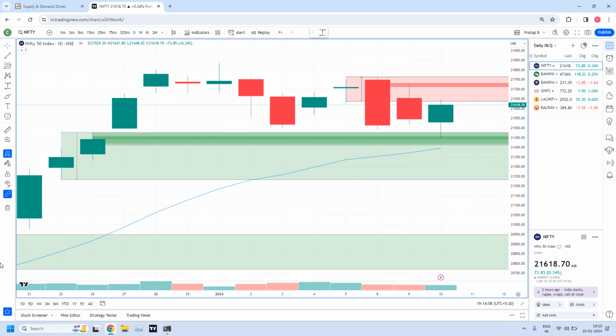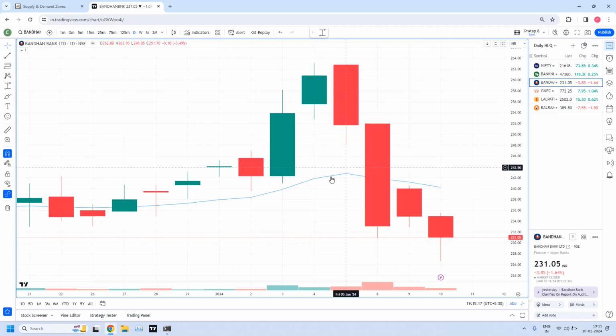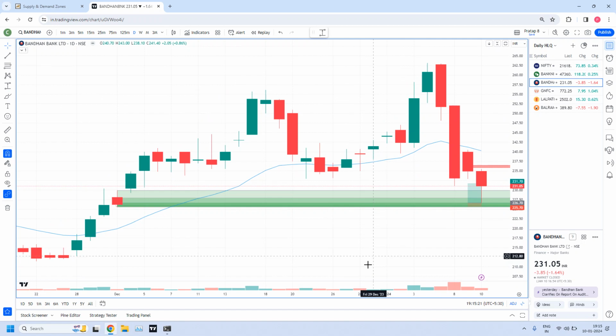Now let us analyze the high liquidity zones generated in our yesterday's report. Let us look into the executed trades. Yesterday we have identified 4 high liquidity zones. The first one is Bandhan Bank. This is a high liquidity daily demand zone, and we got a successful trade in this zone.